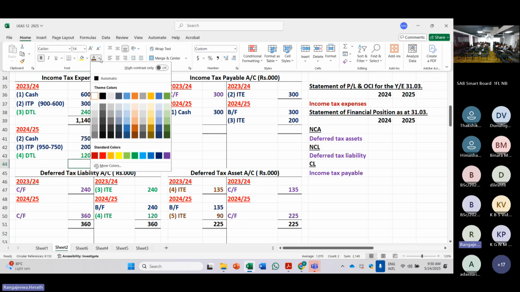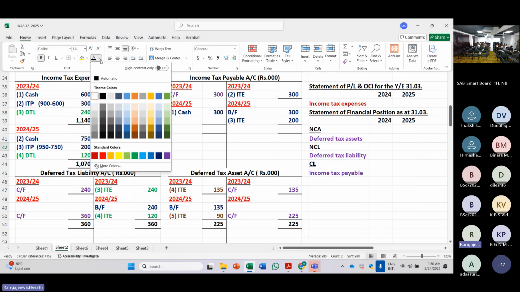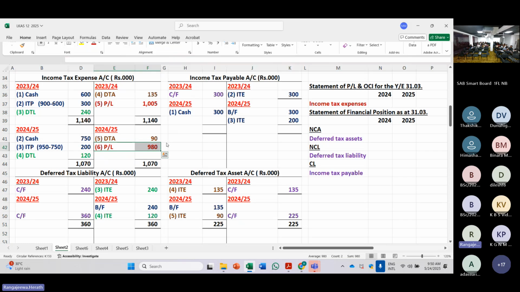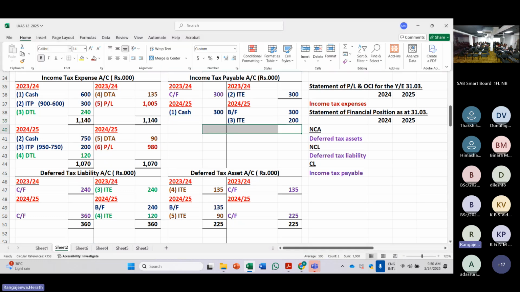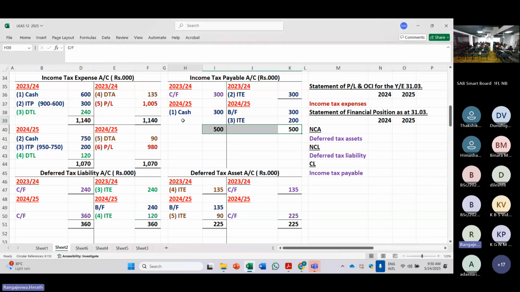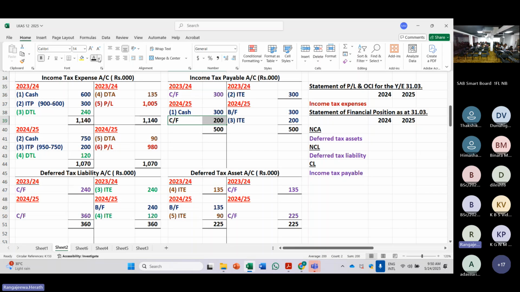So we have 1070 debit side. So you charge to P&L 980. So the tax payable account, credit side 500, 300 opening balance settle. So your carried forward balance equal to the current year payable.